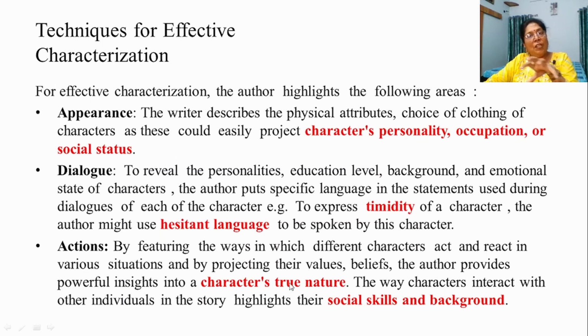So by observing how he is acting and reacting, and how their values and beliefs have been projected in the story, the reader would understand what kind of nature this character has. One thing is the outward appearance, which is told through his clothes and everything, and another is the internal, what is there in his nature. So this is shown by action and by his dialogues.